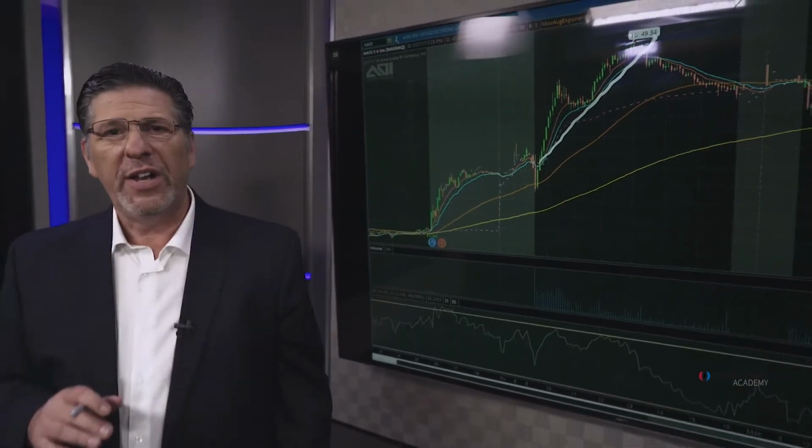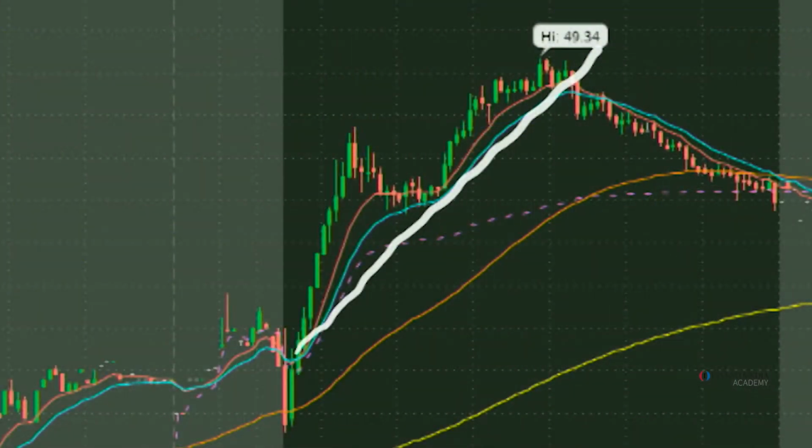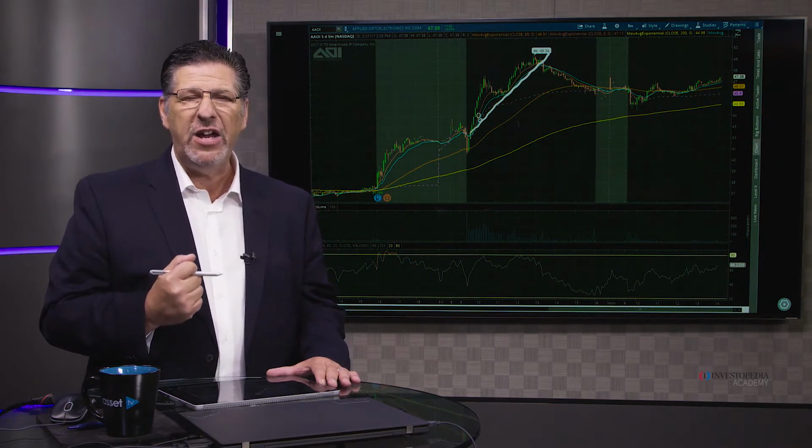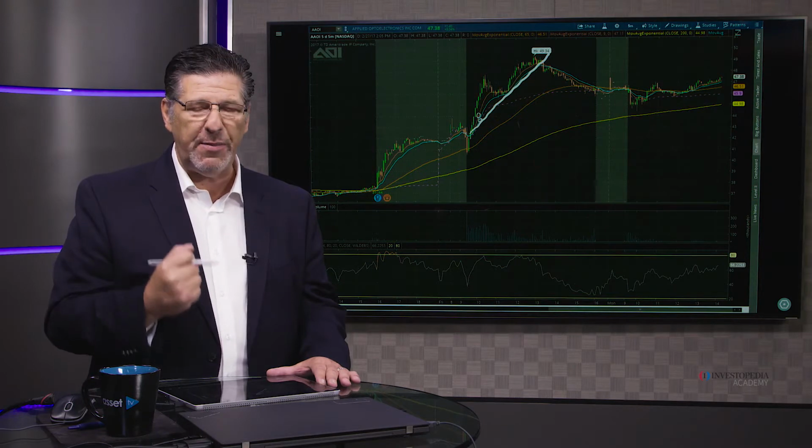So let's talk about how we're going to execute a trend trade. Once we've established that the stock is in a trend, now we're going to use our 9 and our 15 EMA. And the way we're going to enter into a trend trade is when the stock pulls back to our 9 or 15 EMA, we are going to enter the trade with a limit order.